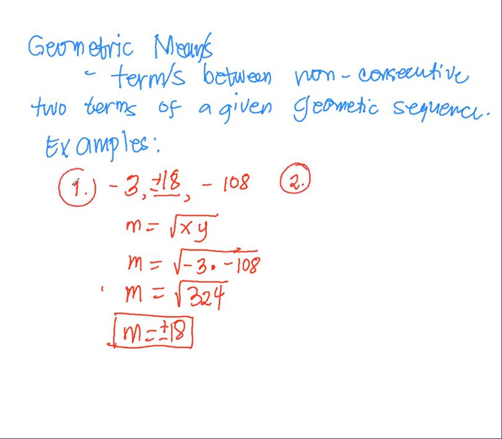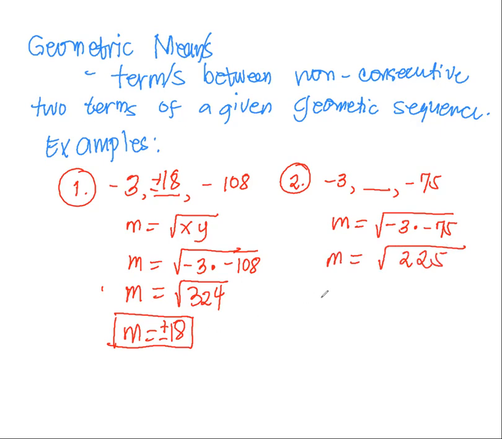Let's have example number 2. For example number 2, you have -3, -75. Get the middle term. Multiply lang natin sila. So -3 times -75 is equal to 225. And the square root of 225 is 15. It can be positive, it can be negative.